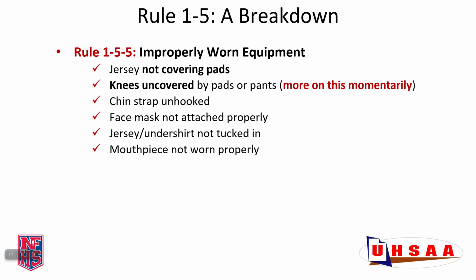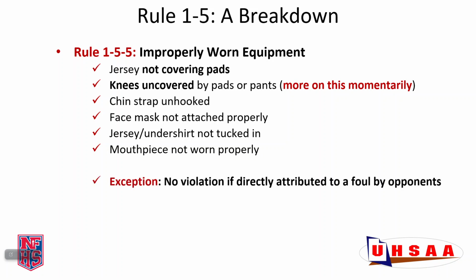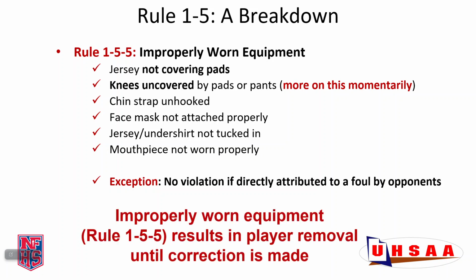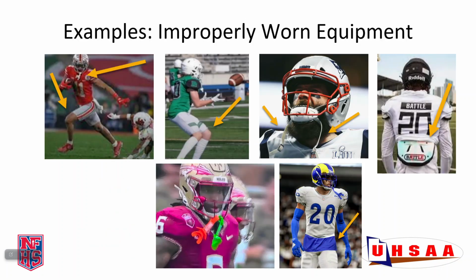Finally, the last piece of this is a mouthpiece that is not worn as intended by the manufacturer, not being worn properly. So, the exception to this part of the rule is that it is not a violation if it's directly attributed to a foul by the opponents. So, if somebody fouled and caused this to happen, we will allow them to correct it without further penalty. That's the exception. So improperly worn equipment will result in a player being removed until correction is made. We're going to cover the knees in just a minute here in more detail, but let me show you some examples of improperly worn equipment.